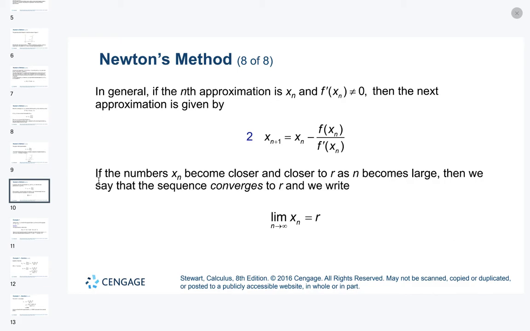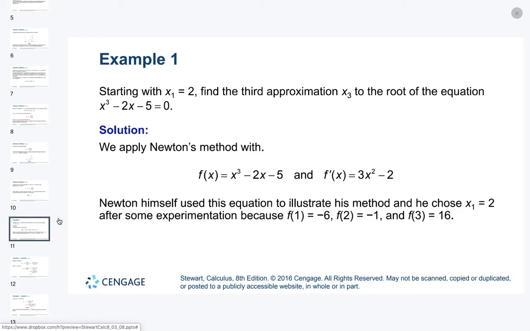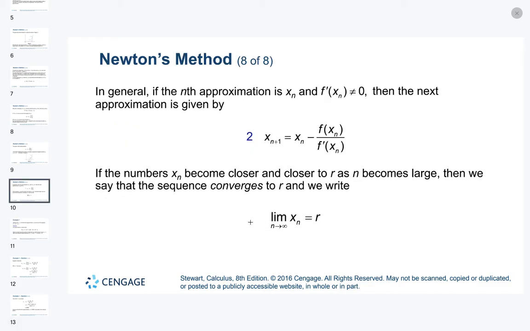Now this is a big if: if the numbers xn become closer and closer to R as n becomes large, then we say that the sequence converges to R and write the limit as n approaches infinity of xn is R. So if the xn's get closer and closer, then their limit is R. This is what you're hoping for, but this doesn't always happen. You have to be careful. Newton's method doesn't always work.